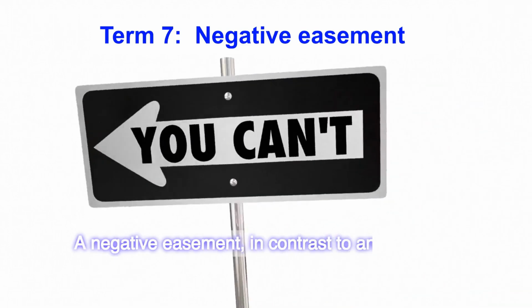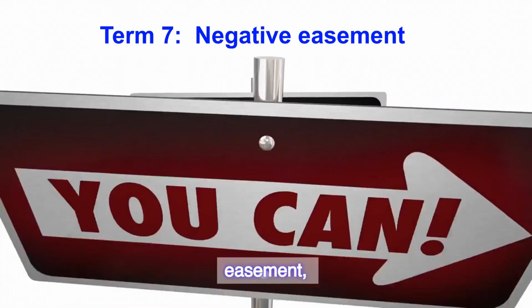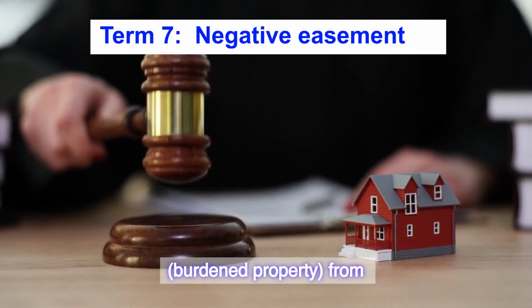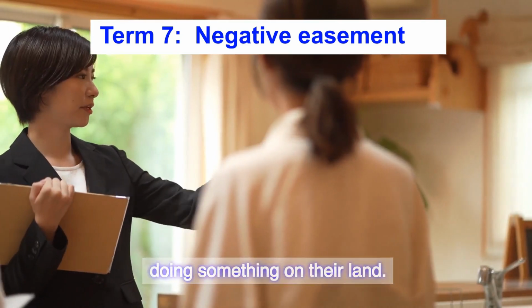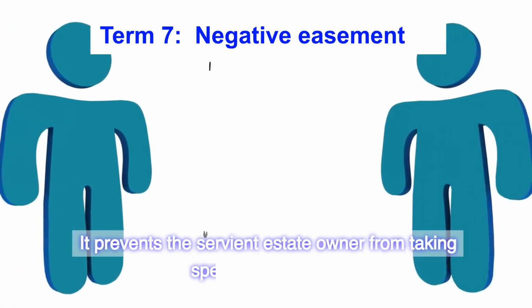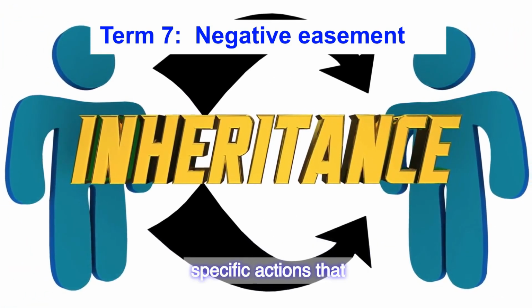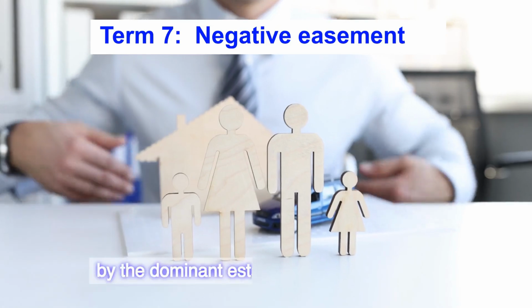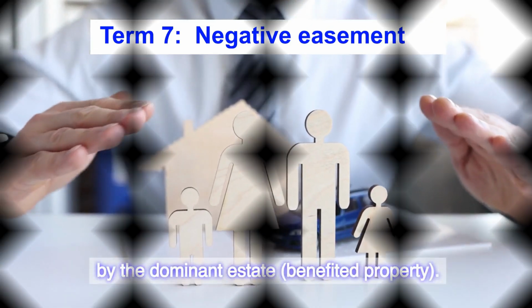Term 7. Negative easement. A negative easement, in contrast to an affirmative easement, restricts the owner of the servient estate, burdened property, from doing something on their land. It prevents the servient estate owner from taking specific actions that would interfere with the enjoyment of the easement by the dominant estate, benefited property.